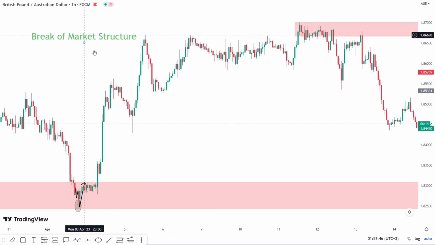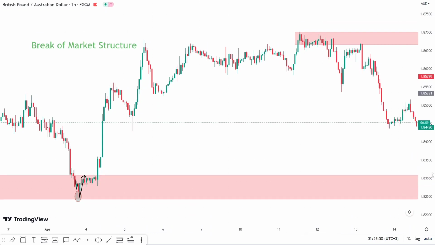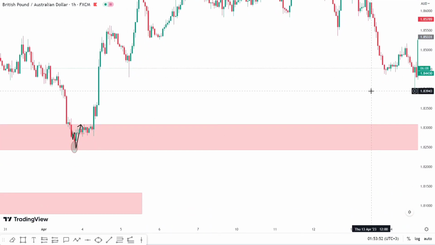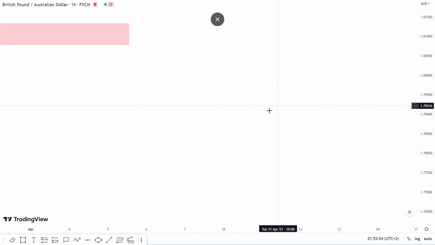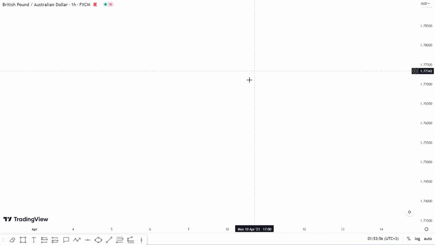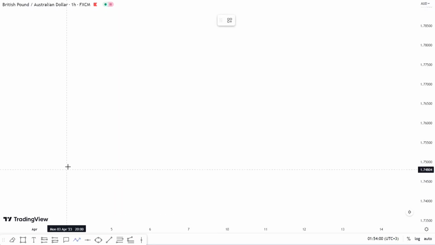We move to the break of market structure. So now, here you have to pay some attention. This is what is going to determine the difference between those who find all the zones and those who miss zones. Sometimes I take trades and then people ask me, I never saw that zone. So I want to show you why you never see the zone.